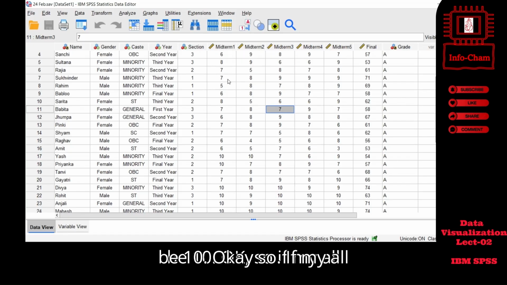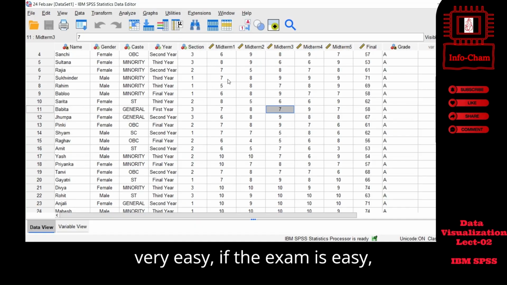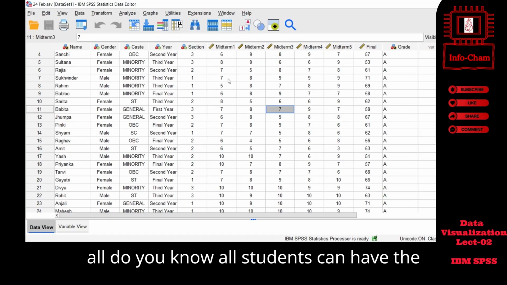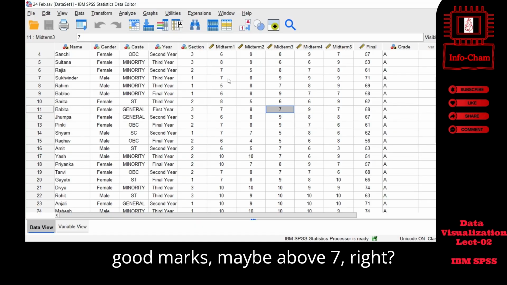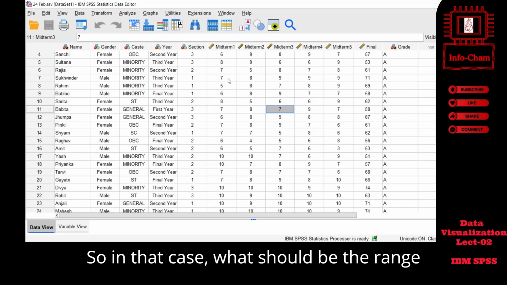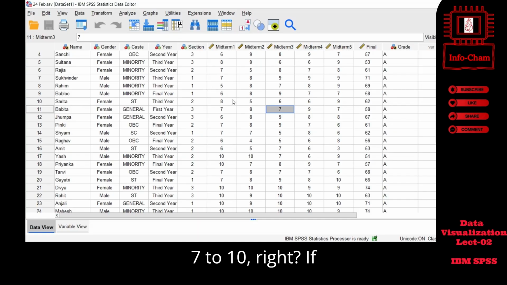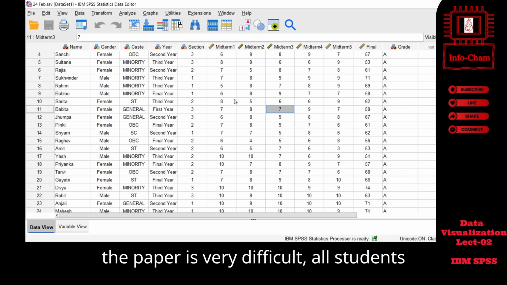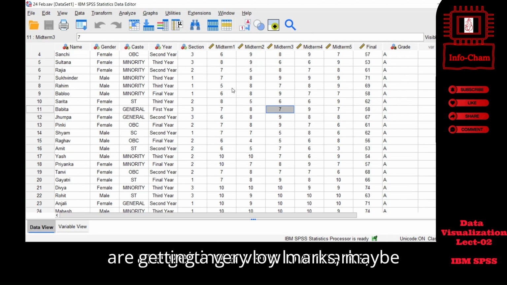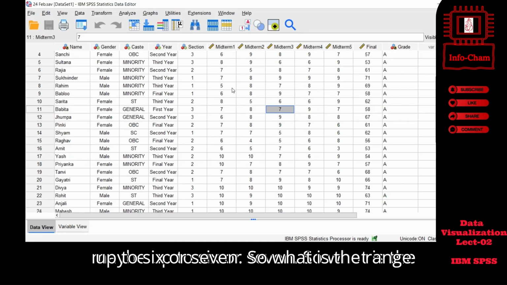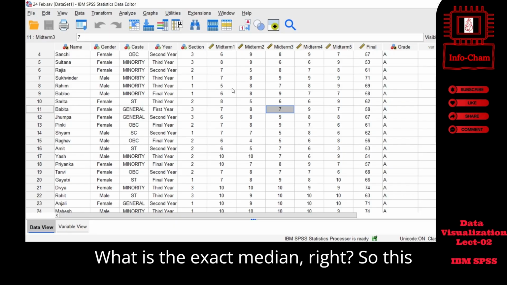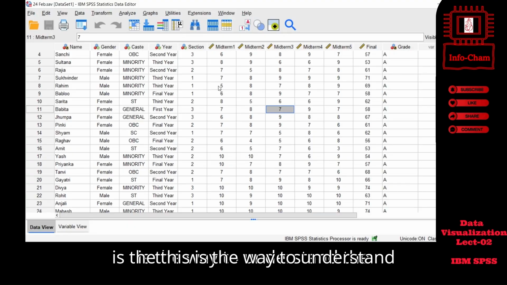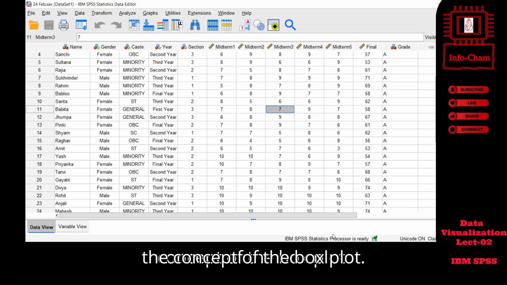If all my students are brilliant, if the paper is very easy, all students can have good marks, maybe above 7, right? In that case, what should the range be? 7 to 10, right? If the paper is very difficult, all students get very low marks, maybe up to 6 or 7. So what is the range? From 1 to 7. Then we see what the exact median is. So this is the way to understand the concept of the box plot.